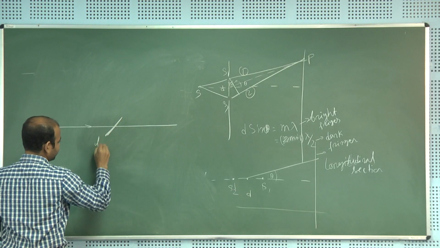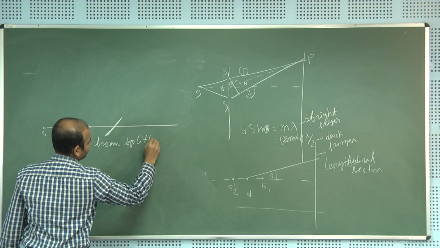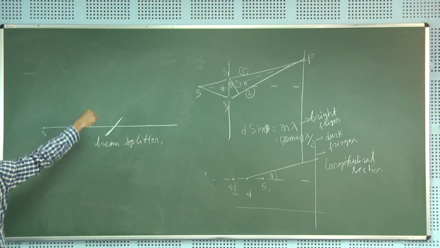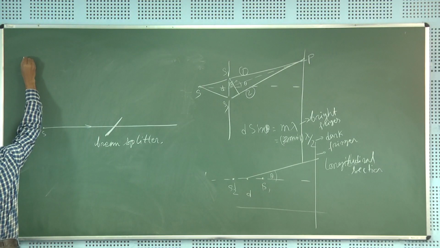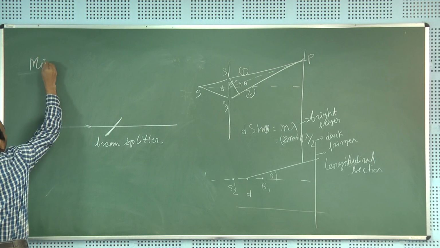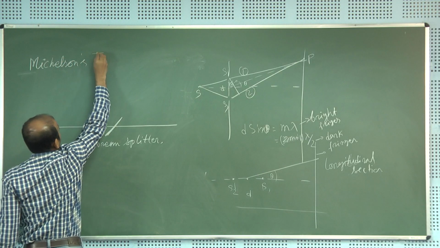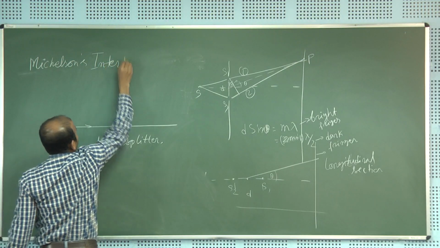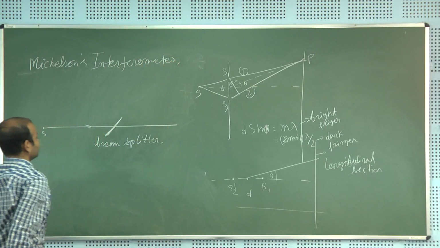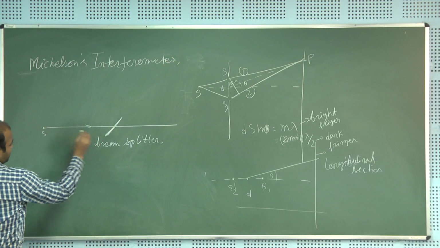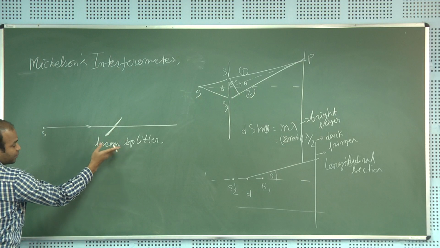it is called the beam splitter. And this is what I am actually discussing now. Let me write it down. It is actually the Michelson's interferometer. What happens is, suppose we have an object called a beam splitter. I will discuss a little bit about how a beam splitter works.